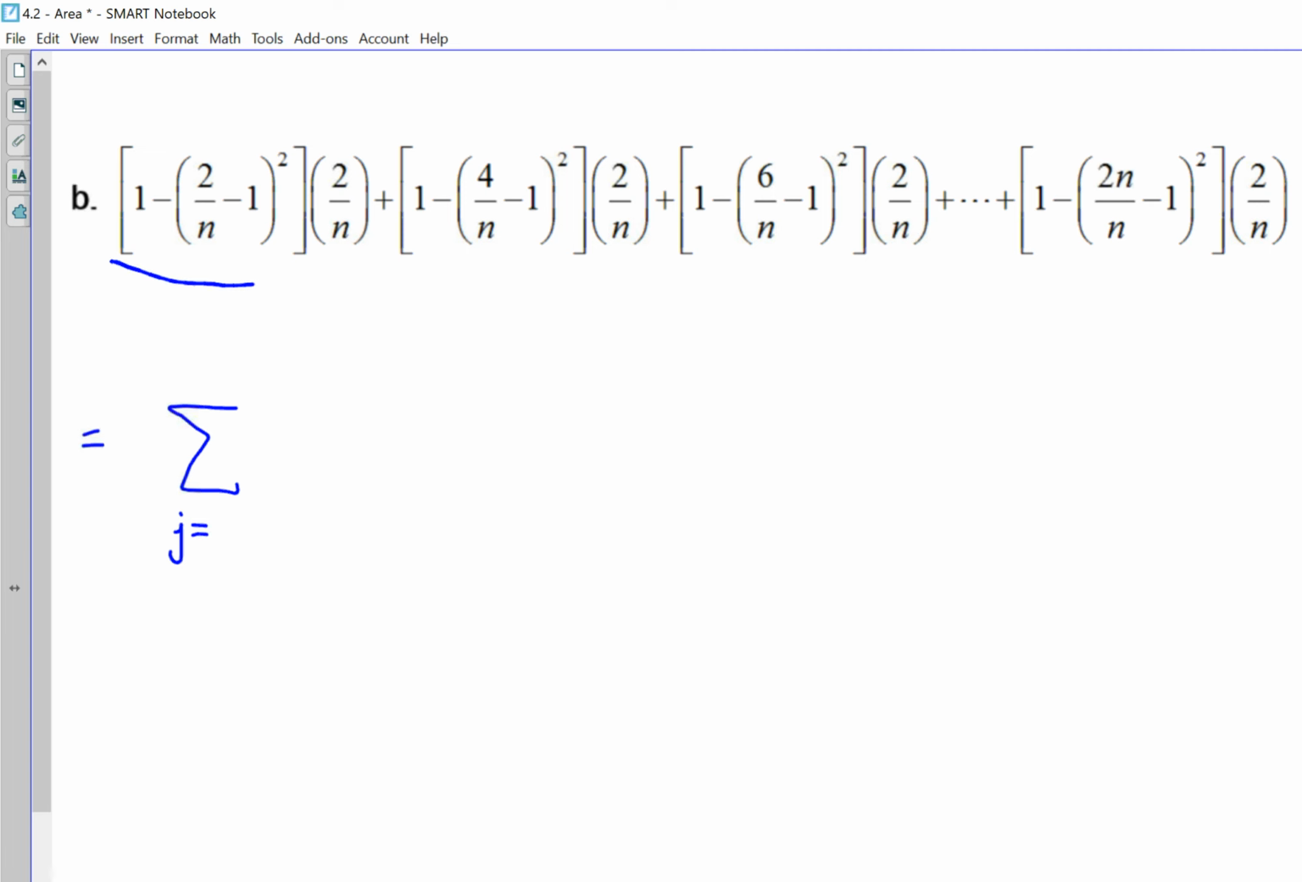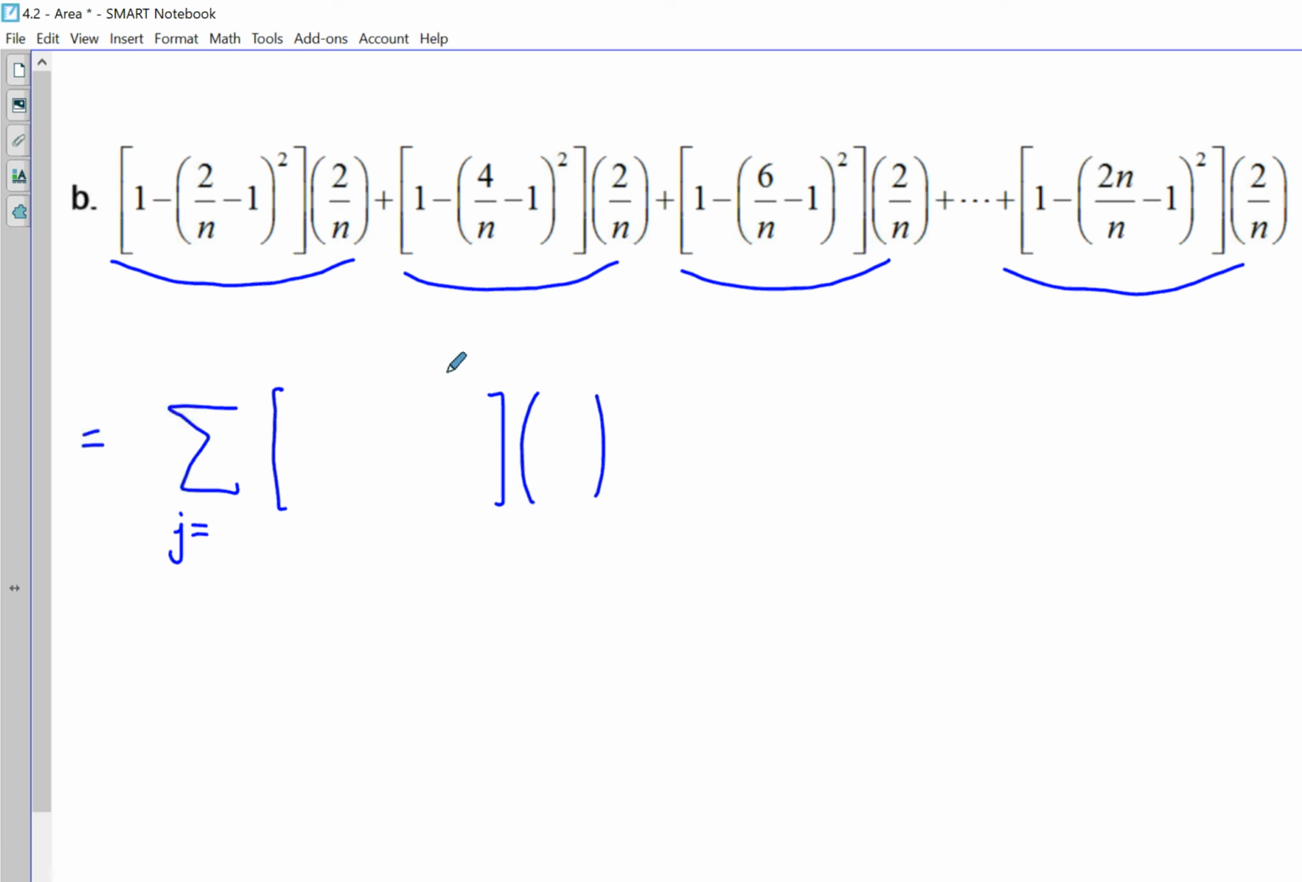structurally, I see some brackets followed by some parentheses, so there's nothing wrong with just laying down that basic foundation. And within the brackets, I seem to start with 1 each time. That doesn't change, followed by a subtraction. And then it seems like there's going to be a quantity that's going to be squared within the parentheses. So now I have to start looking at what I see in these parentheses.